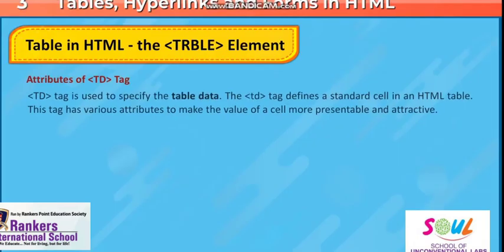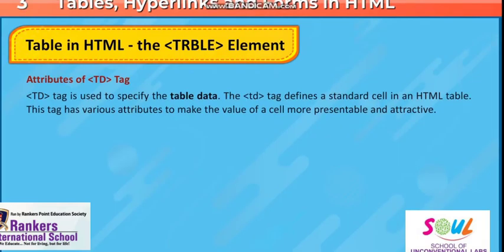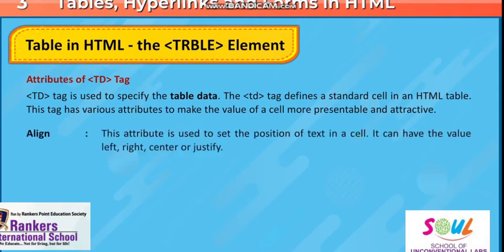Attributes of td tag. The td tag is used to specify the table data. The td tag defines a standard cell in an HTML table. This tag has various attributes to make the value of a cell more presentable and attractive. Align. This attribute is used to set the position of text in a cell. It can have the value left, right, center, or justify. Syntax: td align equal to center in double quotes, /td.